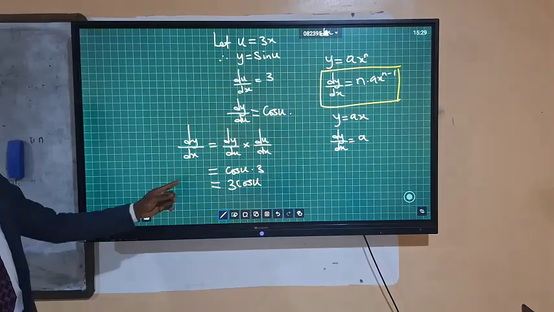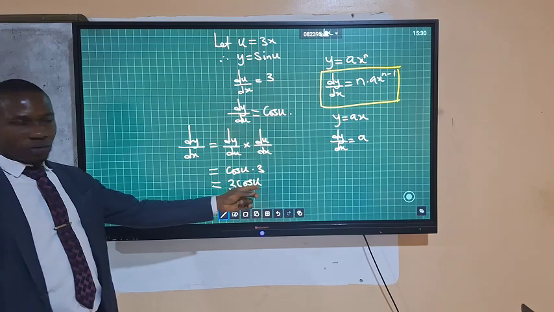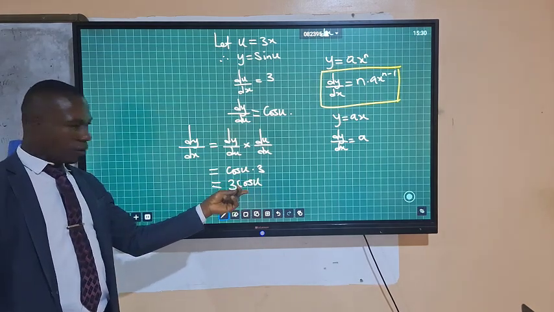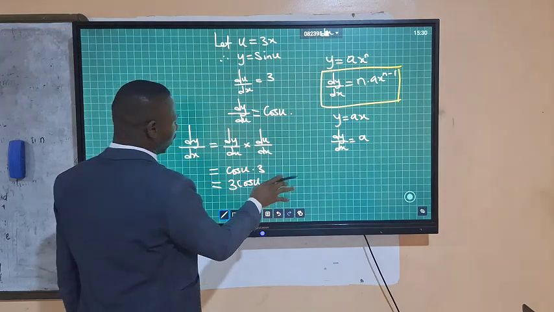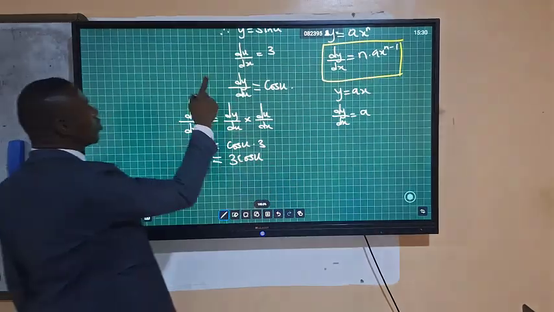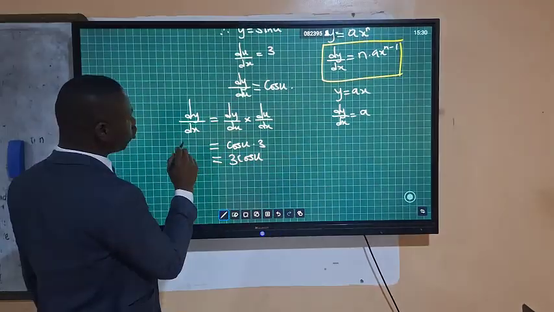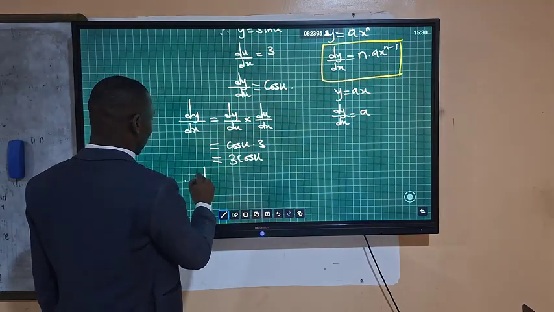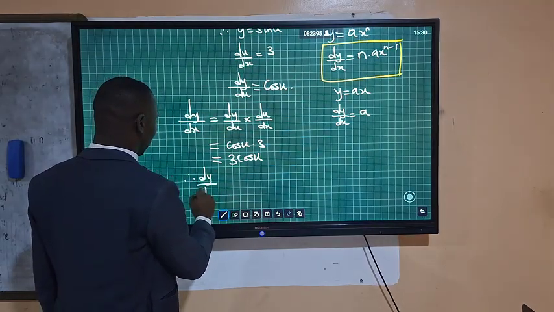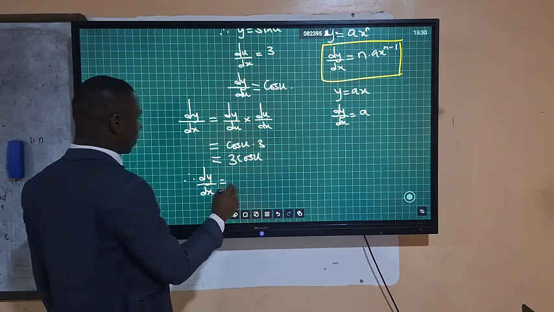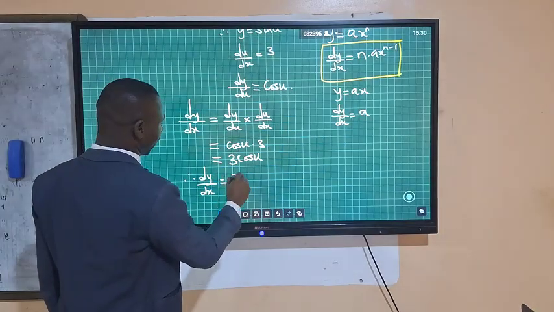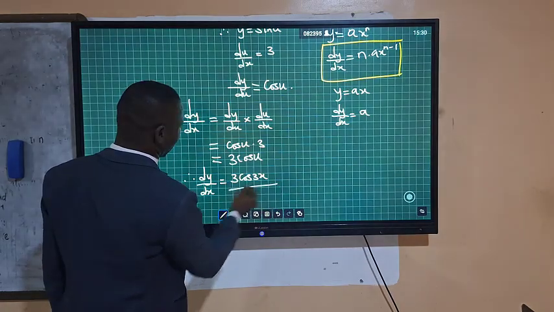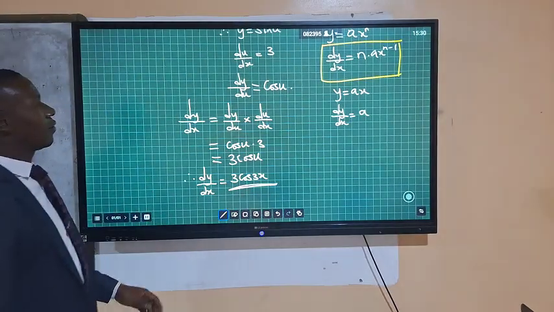But we cannot leave our answer in terms of u. We assign value to u. Okay? So we called u to be 3x. Therefore, our dy over dx is nothing but 3 cos 3x. That's the derivative of that function.